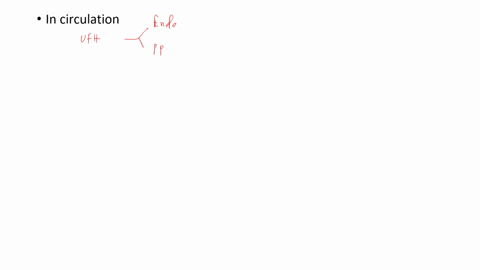Unfractionated heparin will bind to endothelium, and it will also bind to the plasma proteins. Because they bind to endothelium, they will show a dose-dependent clearance. What do you understand by that? If you give a low dose, the half-life is very low. The half-life is very less if you give a low dose of unfractionated heparin, because all of it will go and bind to endothelium.